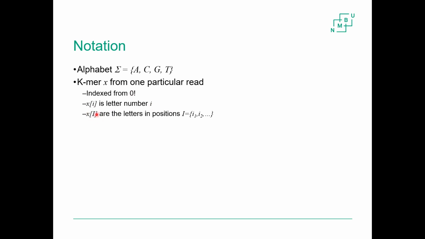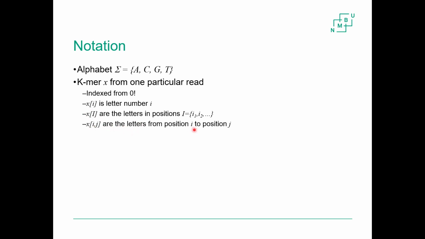Okay, this is also very similar to R. You have an index vector I here with different positions. This could be position number 1, 3, 8, 6, 5, anything, right? And then you refer to those elements in the k-mer like this.